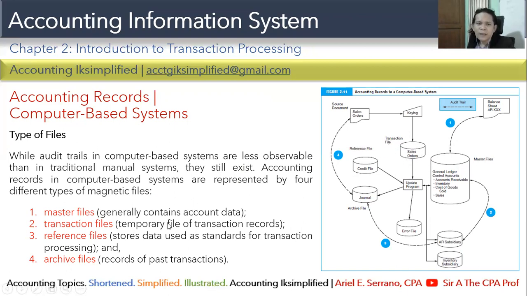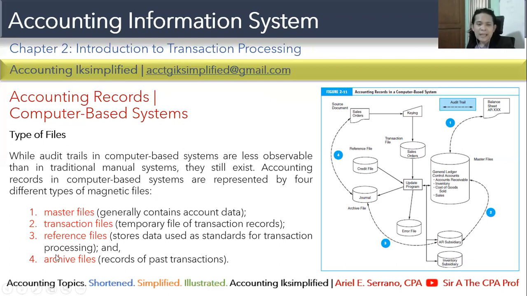Okay? Next, reference file. It stores data used as standard for transaction processing. Example natin dito na reference file is your credit file. Kasi usually on a sales on account, bago yan i-allow, i-authorize na makapagbenta ka on account, pautangin mo yung customer, i-check muna yung credit worthiness. O pag-uusapan natin yan later on. So a credit file contains list of credits ng mga customers at magkano ba yung kanilang credit limits for approval. Okay? So that is an example of a reference file.